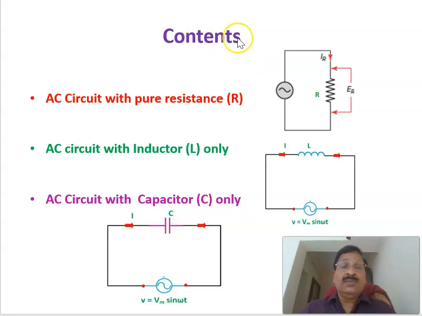Coming to the contents of this presentation, first, AC circuit with pure resistance. This is the AC circuit with a pure resistance. We'll be explaining that one. Then AC circuit with inductance only. And the third, we'll be explaining the alternating current circuit with capacitor C only. So the resistive AC circuit, the inductive AC circuit, and the AC circuit with capacitance only.